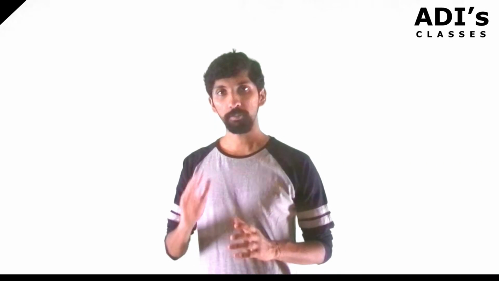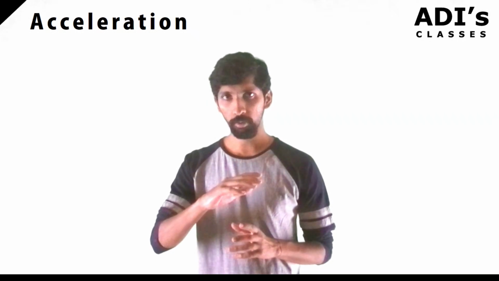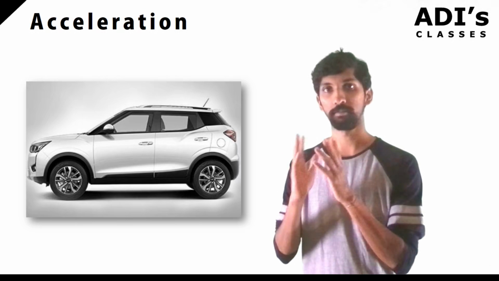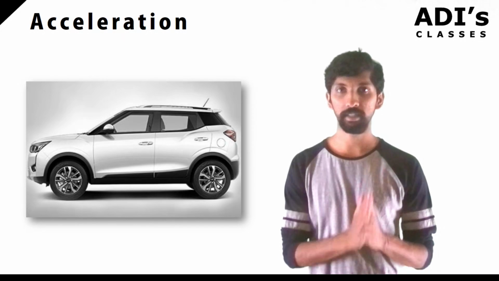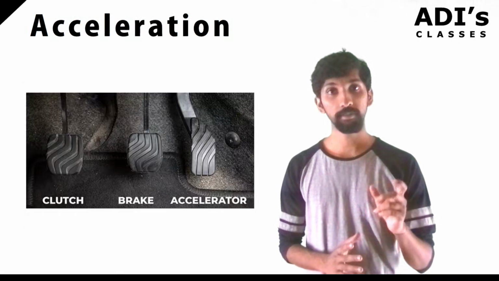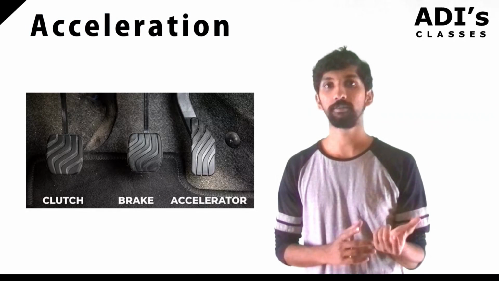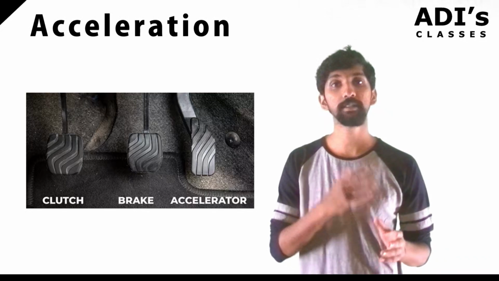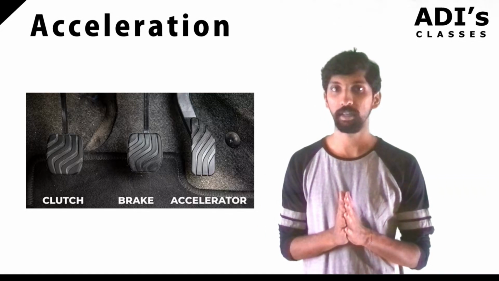Okay. Now, suppose, let's say you're moving in a car. So in the car you have three pedals, correct? One is the brake, one is the clutch, and one is the accelerator. Now that it's called accelerator, you have the meaning of it, right? Accelerator. So if you press that pedal, what happens? The vehicle speeds up. Correct?